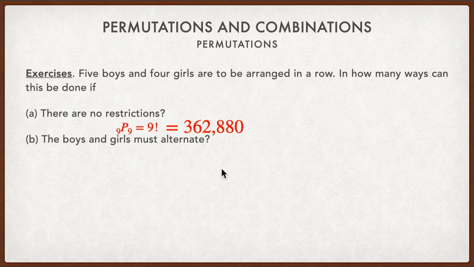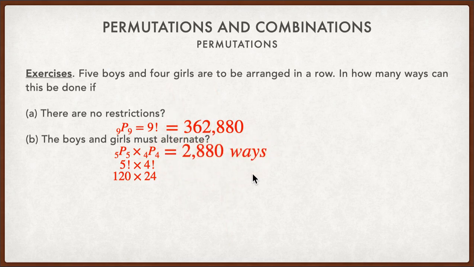So the boys have their own arrangement. That is 5 times 4 times 3 times 2 times 1. The girls also have that arrangement, 4 times 3 times 2 times 1. So making use of the permutation way of doing this, we have 5P5 times 4P4. That's going to be 5 factorial times 4 factorial. 5 factorial is 120. 4 factorial is 4 times 3 times 2 times 1, that's 24. So we have 120 times 24, which gives us 2,880 ways to do that.